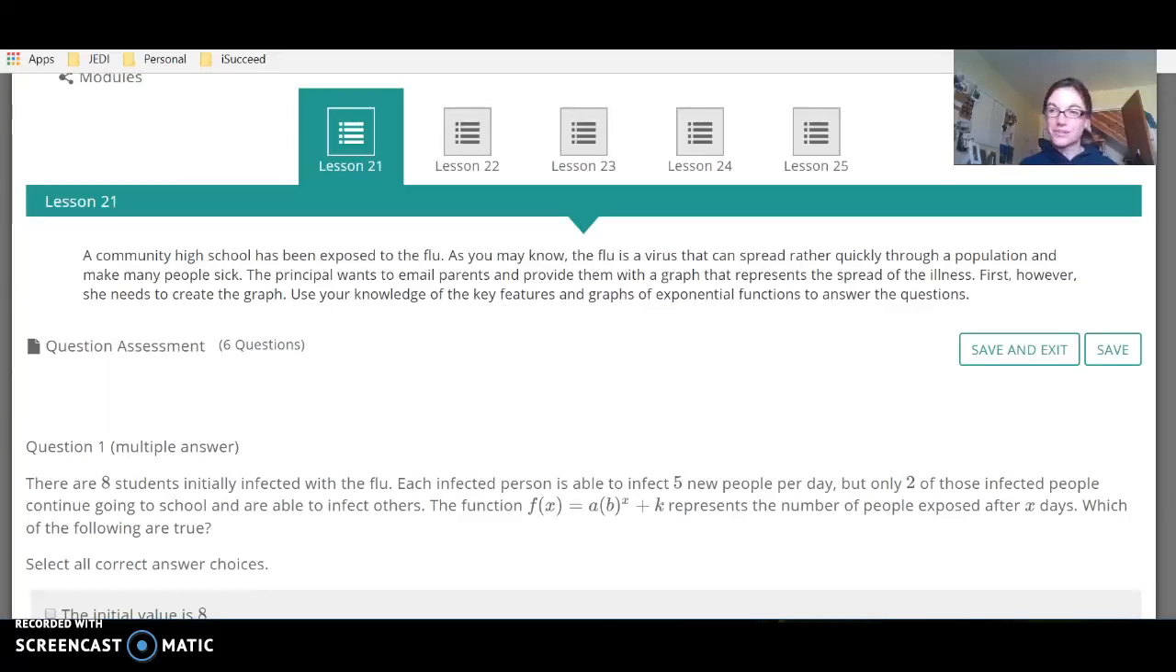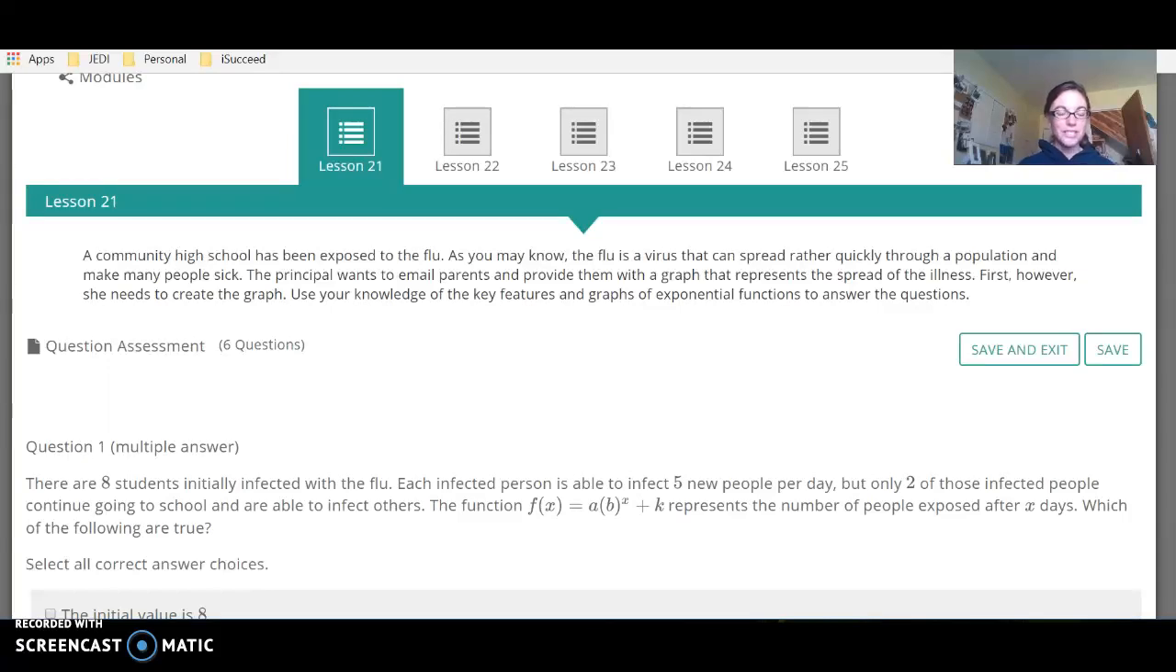They go as follows. A community high school has been exposed to the flu. As you may know, the flu is a virus that can spread rather quickly through a population and make many people sick. The principal wants to email parents and provide them with a graph that represents the spread of the illness. First, however, she needs to create the graph. So use your knowledge of the key features and graphs of exponential functions to answer these questions.